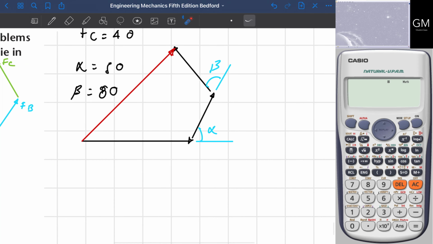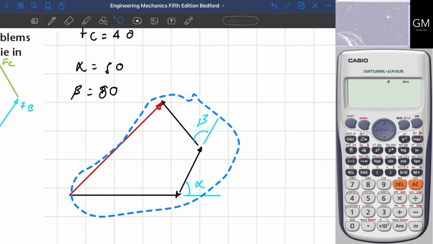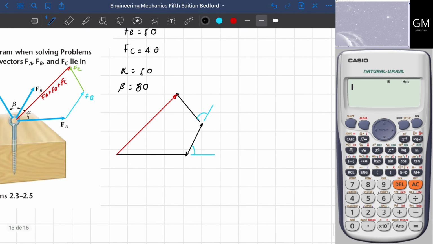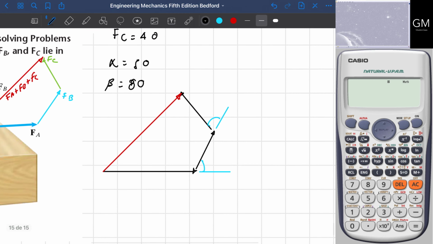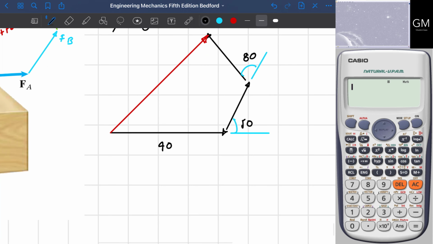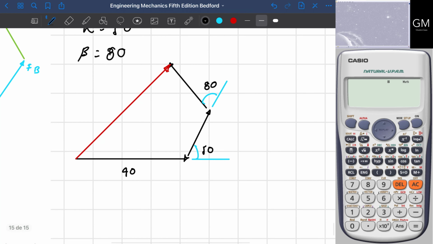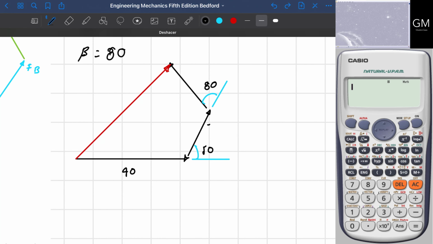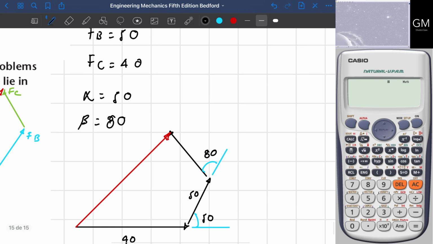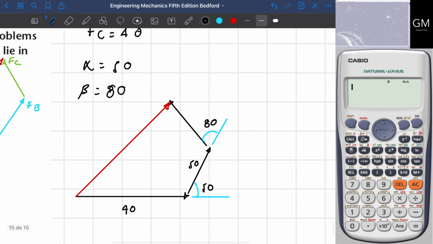Okay, so I'm going to write down that information in my new diagram. Hence this is equal to alpha, and alpha is equal to 50 degrees. I have 80 degrees right here. FA is 40. Right here I have FB equals 50, but I don't want to confuse it later, so I'm going to place it right there. And FC equals also 40.